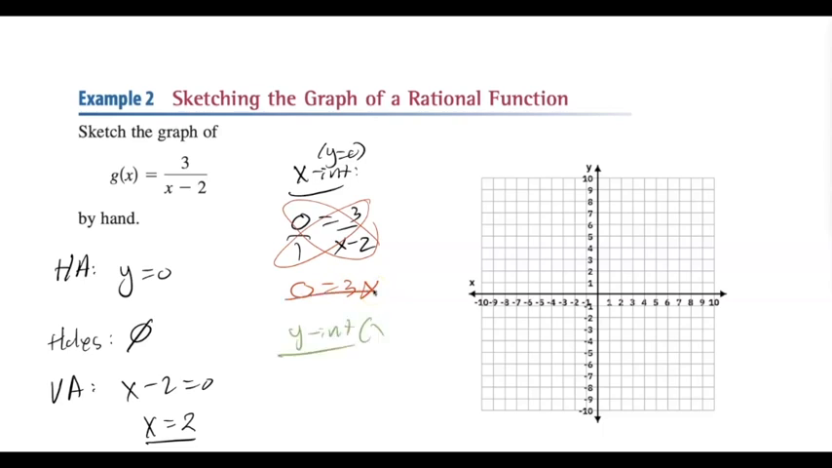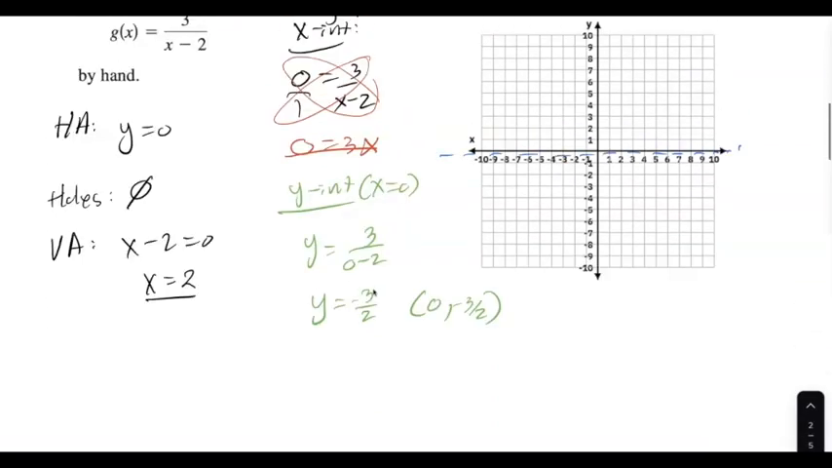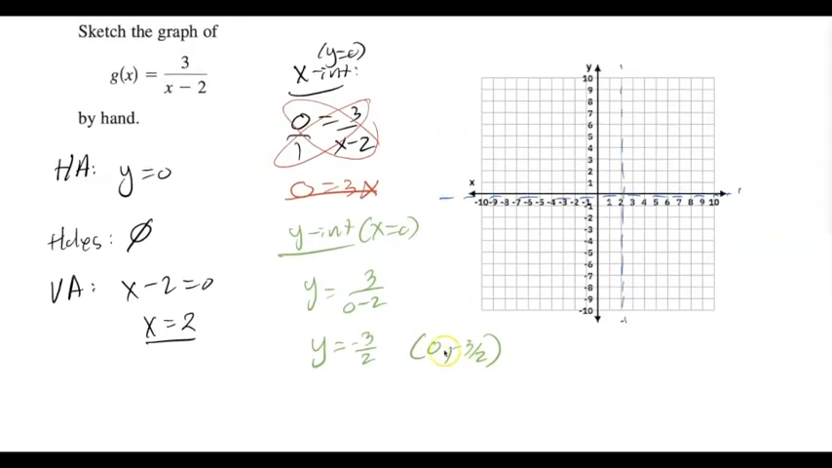That's when you plug x equals 0 in. So that's easier. Y equals 3 over 0 minus 2. Y equals -3 over 2. So we get this point 0 and -3 over 2. Now we can plot everything. So we have asymptotes at y equals 0, x equals 2, and then we have the y-intercept at 0 and -3/2. So -1.5. It's right there.